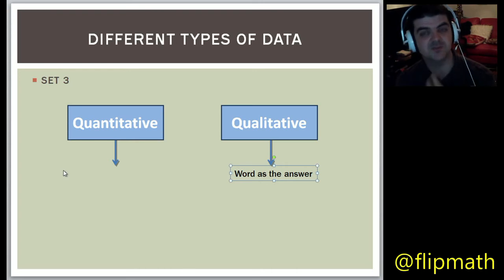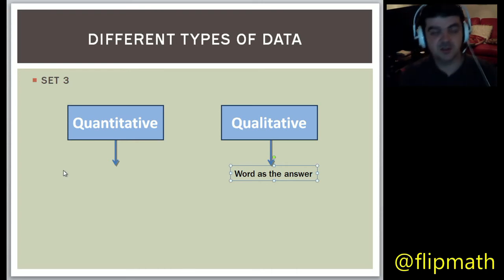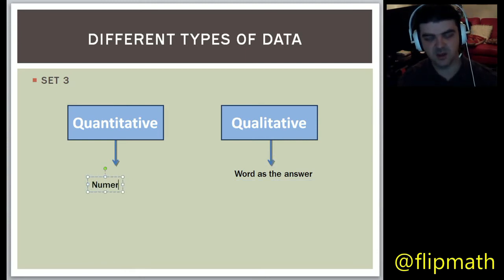You'll get an answer. What's your favorite type of dance? Do you like to do line dancing? Do you like to do a bit of jive? Do you like to do a bit of waltz? Do you like to do a bit of disco dancing? Or are you just a free spirit dancer? A bit of a pointer with your toes and everything. Those kind of things. Anything that has a word as an answer, what's your favorite type of music, will be qualitative data.